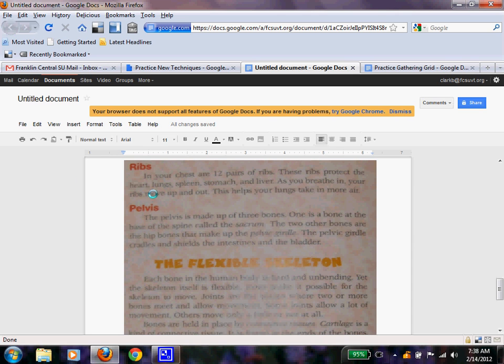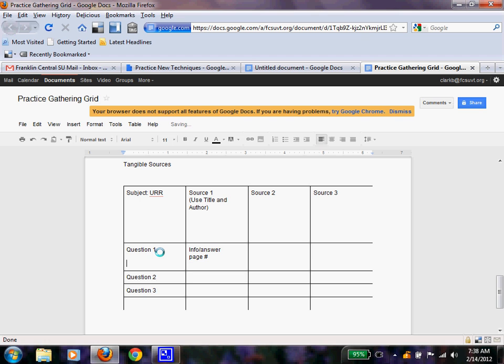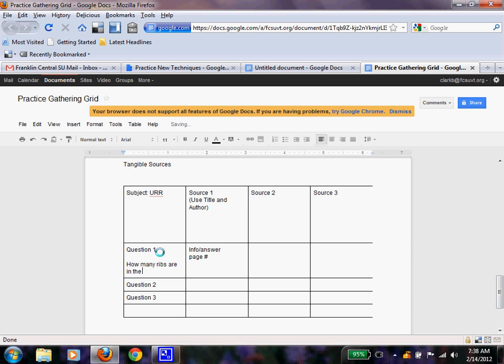Now, I may not find all the answers to my focus questions in here, but one of my questions is how many ribs are in our body? How many ribs are protecting our lungs? So I can see that I have an answer here. It says in your chest there are 12 pairs of ribs, and a pair is 2, so 12 times 2 is 24. So back at my grid, pretend my question is, how many ribs are in the body?